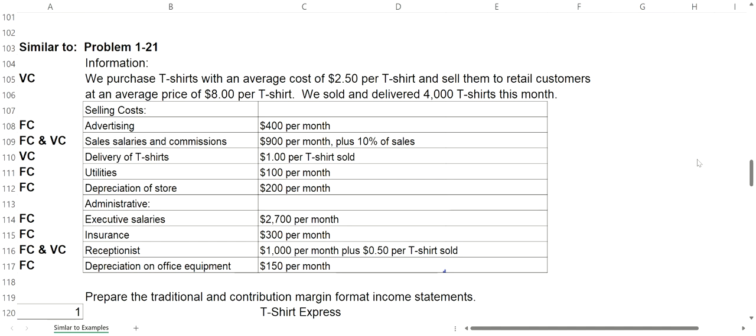Hello, this is Connie Belden, and in this video, we're going to put together a traditional income statement and a contribution income statement. So let's assume the following information.